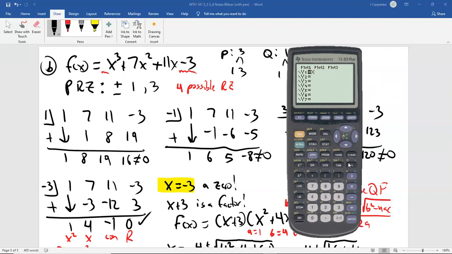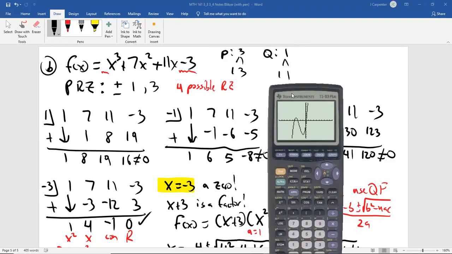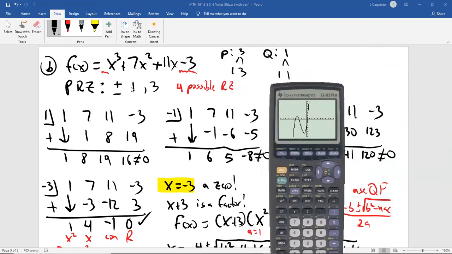So x cubed plus 7x squared plus 11x minus 3. Let's go to the graph. All right, so I can see 3 zeros. So I can see 3 real zeros. They're here, here, and about here. And I know my possible rational zeros. We can list those. You still need to list those, plus or minus 1 and plus or minus 3.